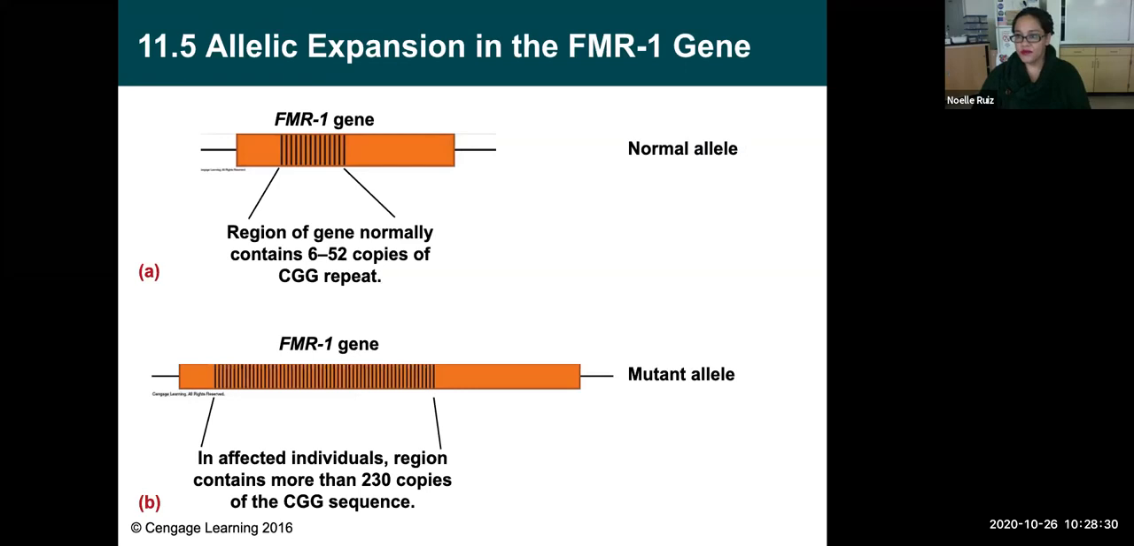This is just an example. Instead of under a microscope, there's the FMR1 gene. It's normally 6 to 52 copies of a CGG repeat, but a mutant allele contains more than 230 copies of that repeated CGG.